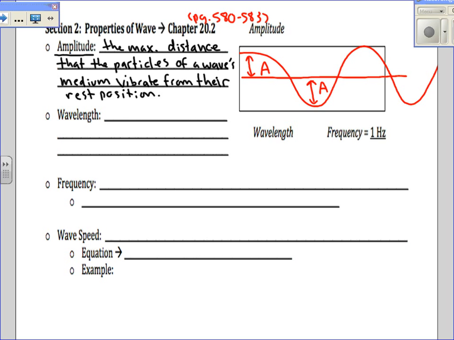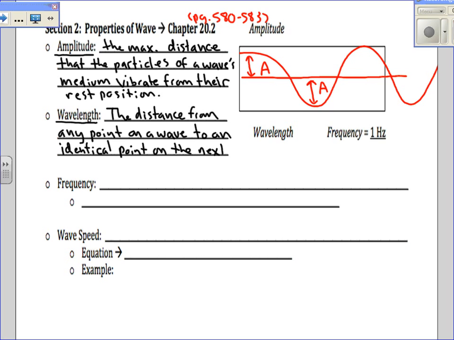So now we're going to talk about wavelength. Wavelength is the next property. Wavelength is the distance from any point on a wave to an identical point on the next wave. So this is wavelength.